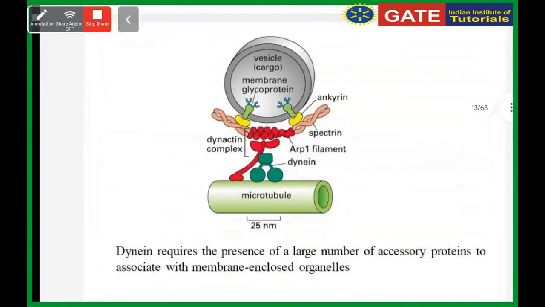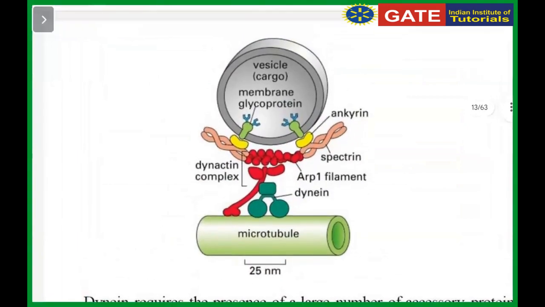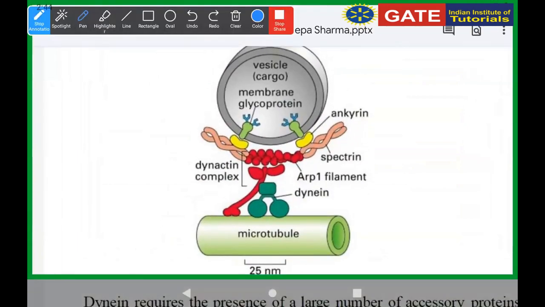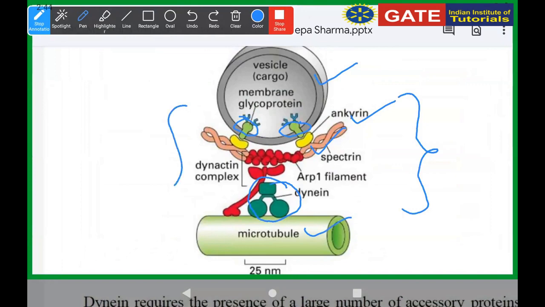See, so many other proteins are also involved in the movement of the vesicle. For example, this is a vesicle. The vesicle has a membrane protein. The membrane protein binds to ankyrin protein, then spectrin protein, then the dynein protein, then the microtubule. All this complex structure is called dynactin.